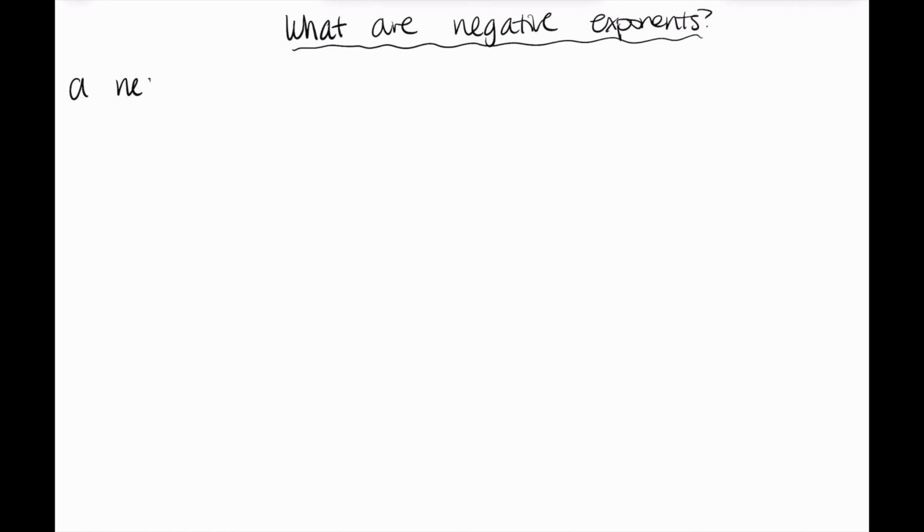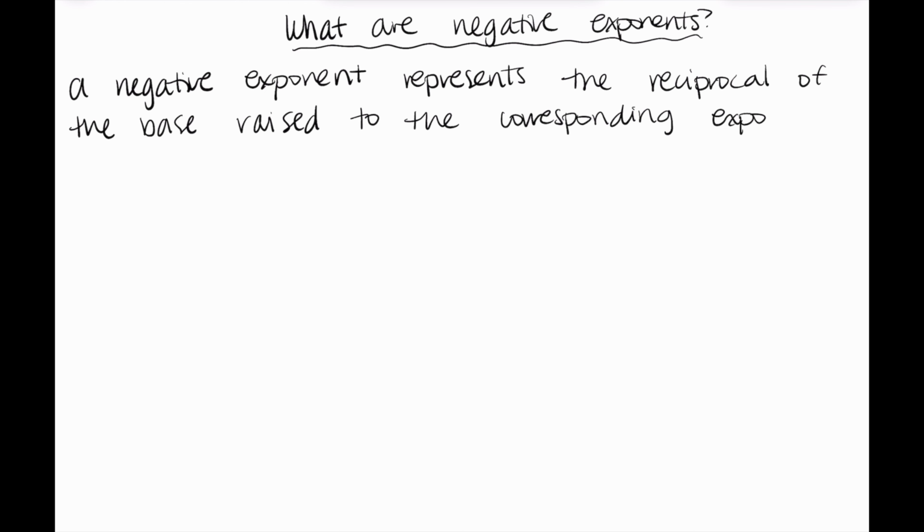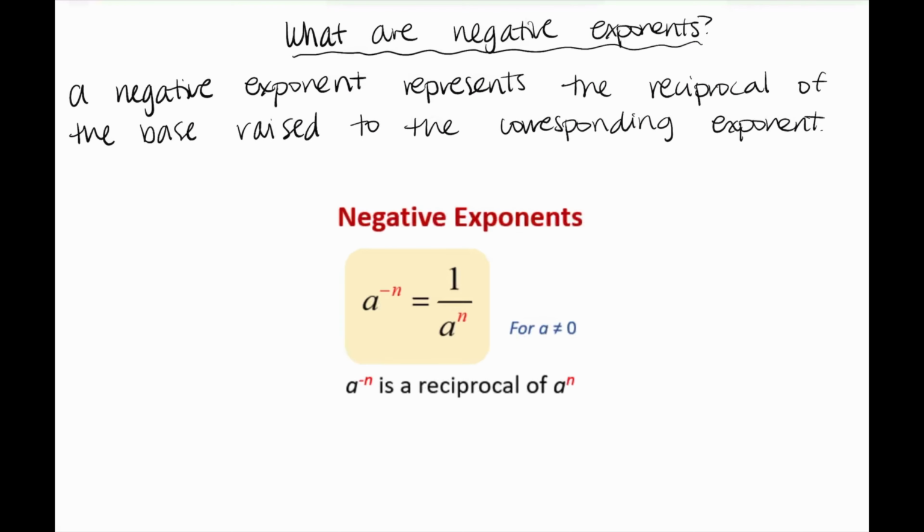A negative exponent indicates the reciprocal of a base raised to the positive power of the same number. So essentially, if you flip the fraction and change the sign of an exponent to positive, it basically just means you're dividing by a number instead of multiplying by it repeatedly as with a positive exponent. So we'll go through the notation in just a second, but a negative exponent just represents the reciprocal of a base raised to the corresponding exponent.